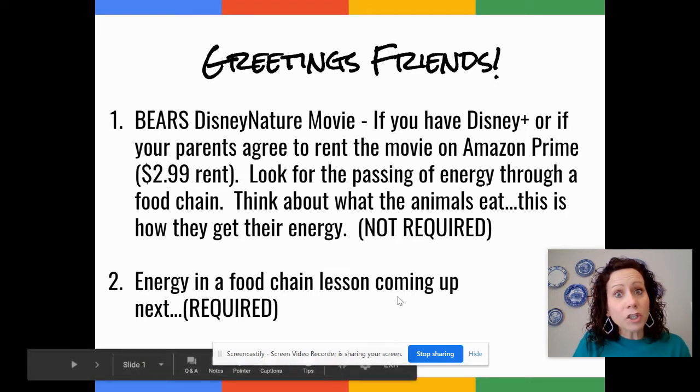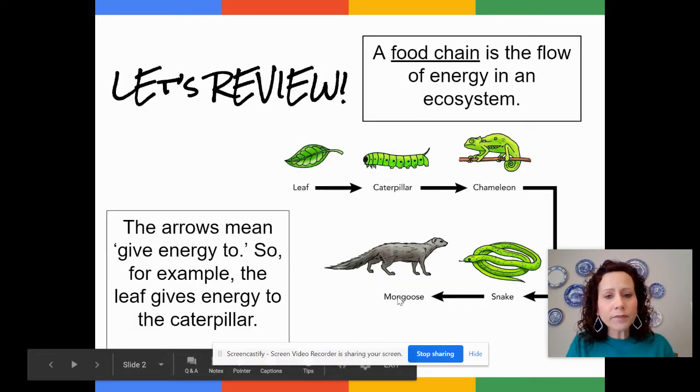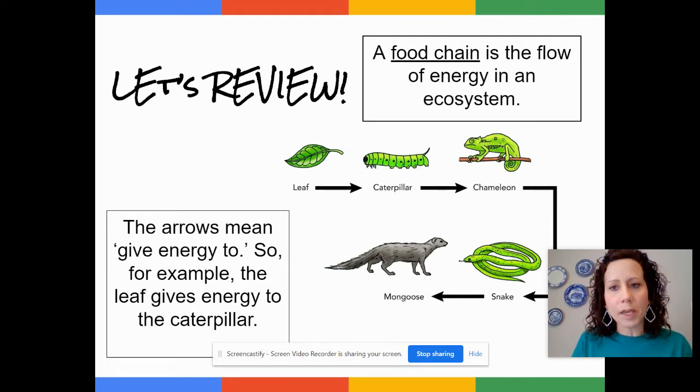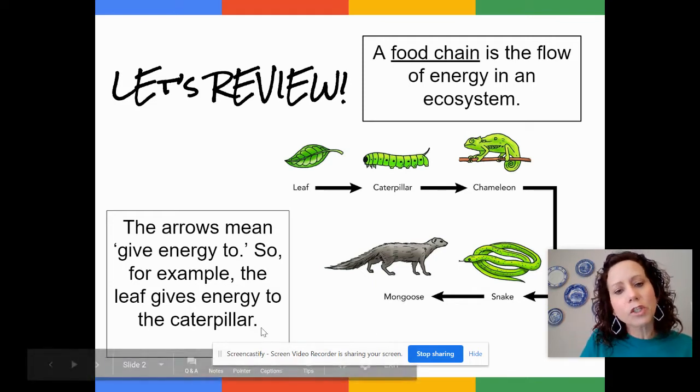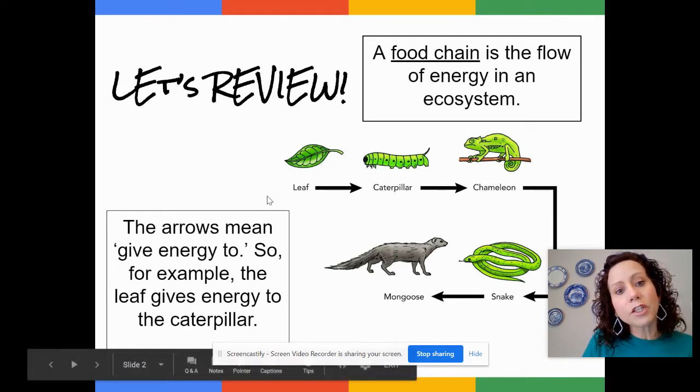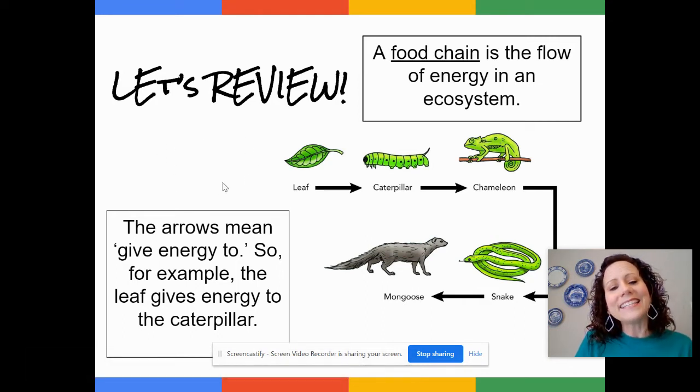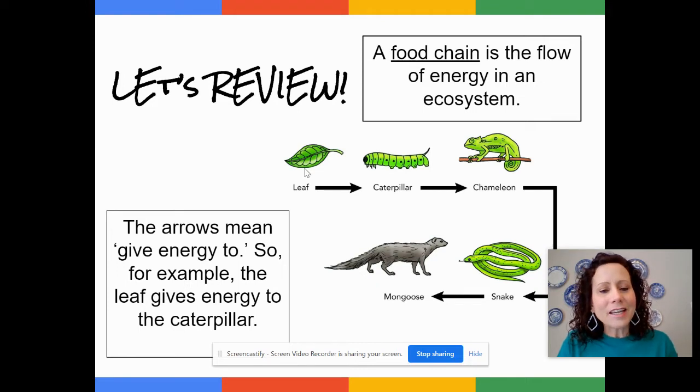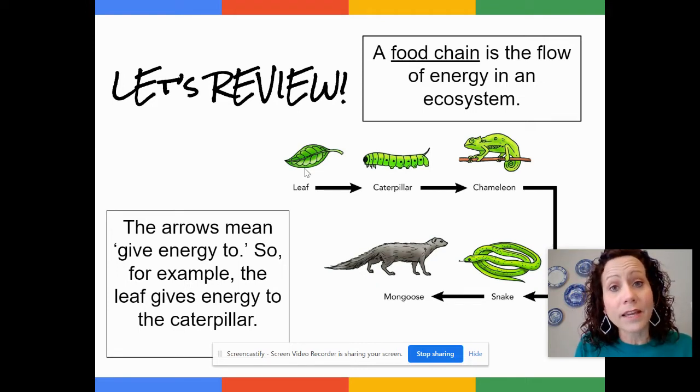So let's talk about energy in a food chain. We're going to review first. A food chain is the flow of energy in an ecosystem. So here you can see the energy starts with the sun. Picture a big sun right here on the screen, and the sun gives energy to the leaf. The leaf uses some of that energy to grow big and strong and to make its own food. And then it gives energy to the caterpillar.